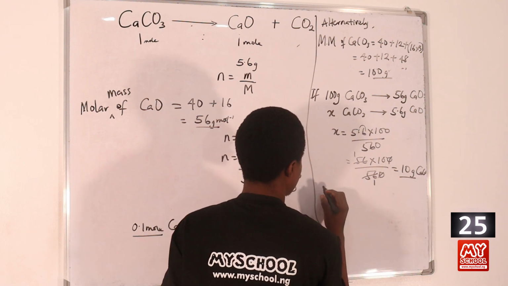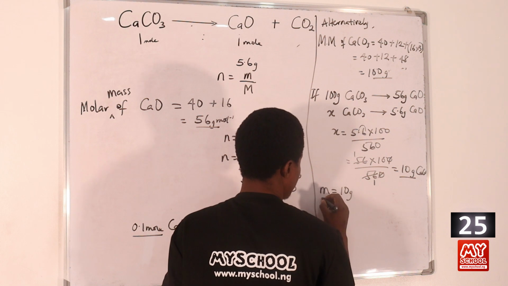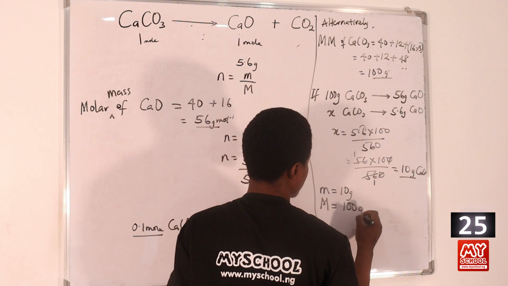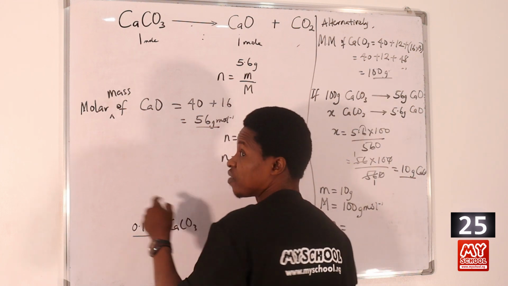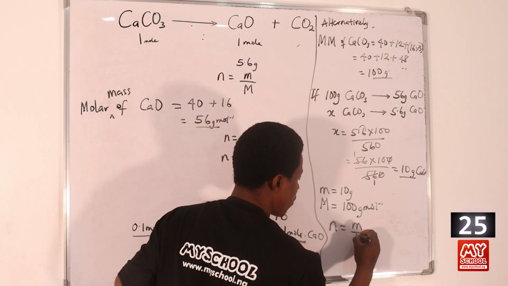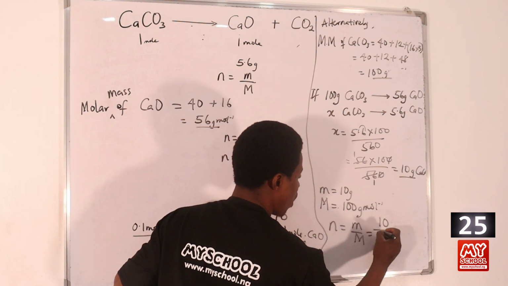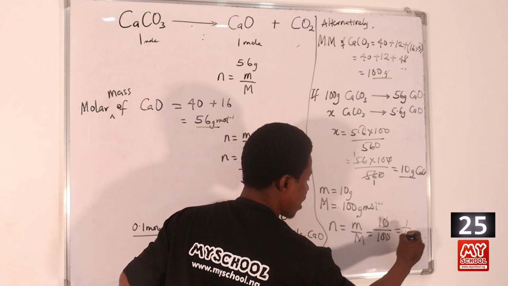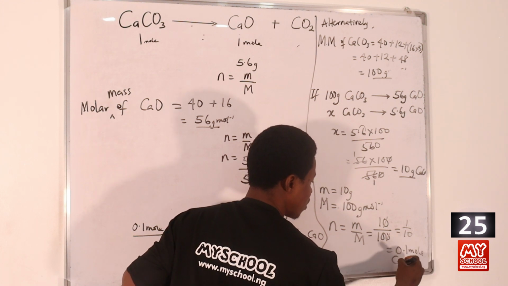So the mass of calcium carbonate now is 10 grams. What is the molar mass of calcium carbonate? We said that is 100 grams per mole. We did that before. So the question says find how many moles. Number of moles will be mass over molar mass, which is equal to 10 grams over the molar mass, 100. So 0 cancels 0. We are left with 1 over 10. So that will be 0.1 mole of calcium carbonate.